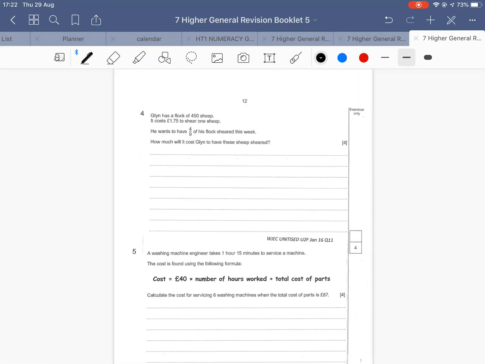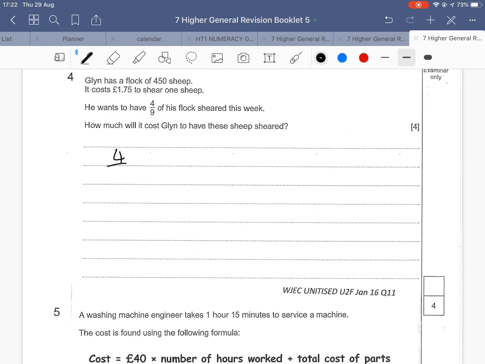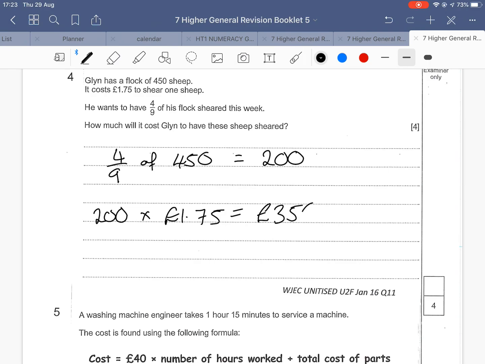Pretty straightforward. Question 4. Glyn has a flock of 450 sheep. It costs £1.75 to shear one sheep. He wants to have 4 ninths of his flock sheared this week. How much will it cost Glyn to have these sheep sheared? Okay, so if he only wants 4 ninths of his sheep sheared, and it costs £1.75 per sheep, all we need to do is calculate 4 ninths of 450. So again, divide by 9 times by 4 to get 200. So he wants 200 of his sheep sheared. So if each sheep costs £1.75, we just need to times those two, which is £350.